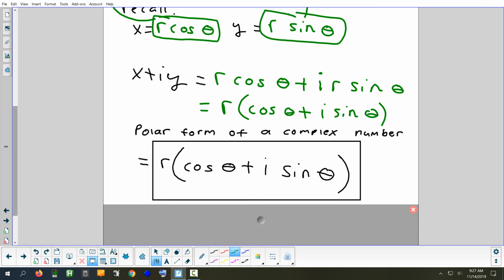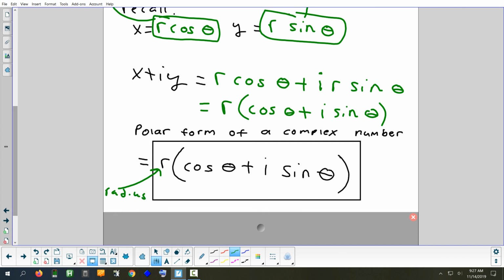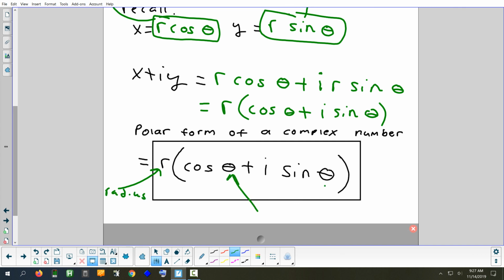So, just like polar with real numbers, there's two things you have to find. You need to find r, that's your radius, and you need to find theta. It's the same in both. That's your angle. Well, yesterday we learned how to do that. The radius, we use the Pythagorean theorem. X squared plus y squared equals r squared. Same formula you already know.